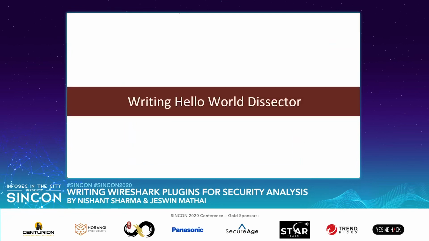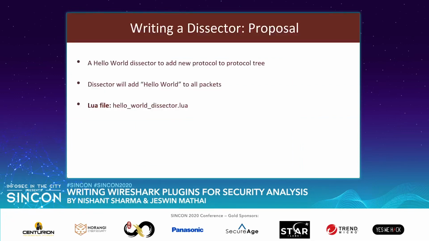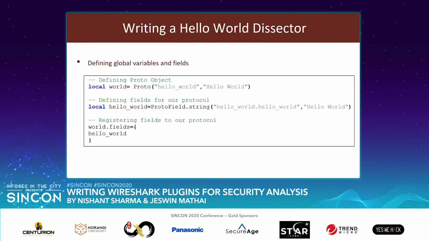But before doing that, let's also take a look at the hello world dissector. What we are going to do now is add a dummy hello world to all the packets in the protocol tree. And the file name is hello world dissector.lua. So first, in this case, I will define the variables and the field. First of all, our protocol name is hello world. It will appear with this name. Obviously, this is the name that we will use internally.